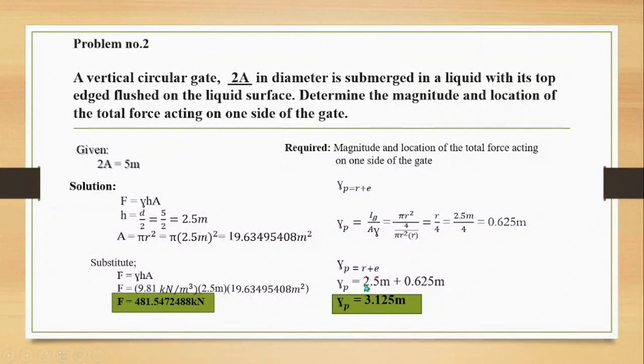So dito sa next is plus nato ang ato r, ang ato r man katong 2.5 m plus 0.625 meter. Calculate nato ni ang ato makuha para sa ato specific weight pressure is 3.25 meter. Mao na ang ato final answer para sa duha. Mao na ang magnitude and ang ato location of the total force acting on the side of the gate.